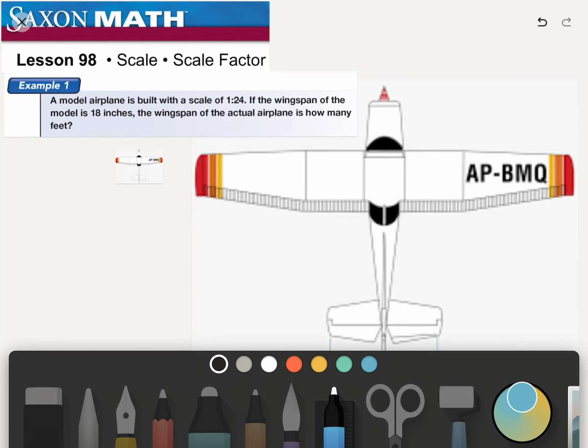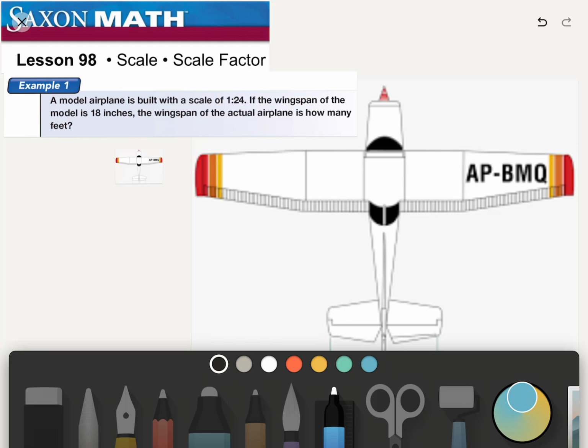All right, lesson 98, scale and scale factor. So remember when we were talking about triangles a couple of days ago and how two similar triangles can end up with proportional sides, and you can figure out the sides by doing the proportions. So today we are taking that one step further to say that really that rule applies to anything.